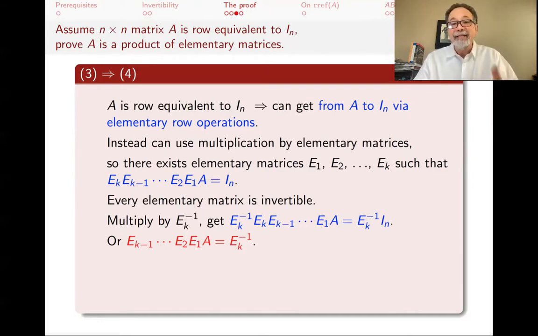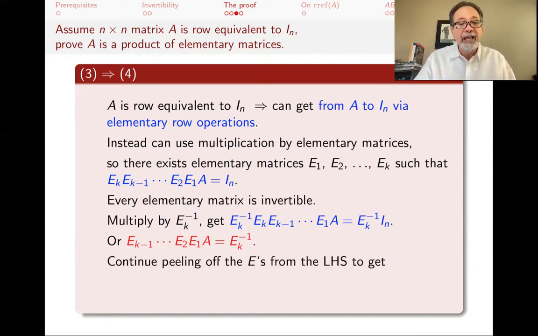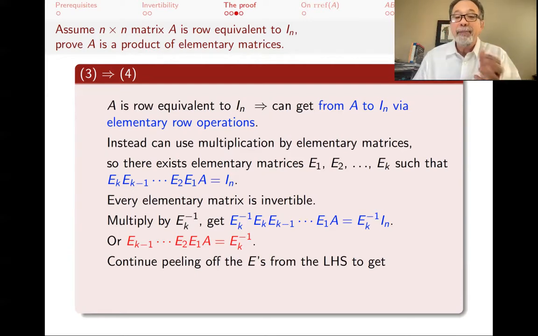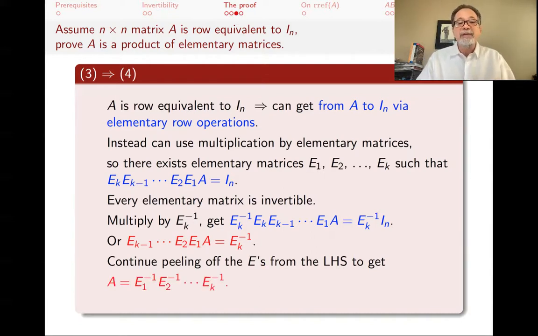And I'm going to repeat that. This time I'm going to multiply by the inverse of EK minus 1, again on the left. And so what I will get is that EK minus 2 times all the way till E2, E1A equals EK minus 1 inverse times EK inverse. And when I'm done, I will eventually get that A is E1 inverse times E2 inverse all the way till EK inverse. Note that the order of the E's switched.